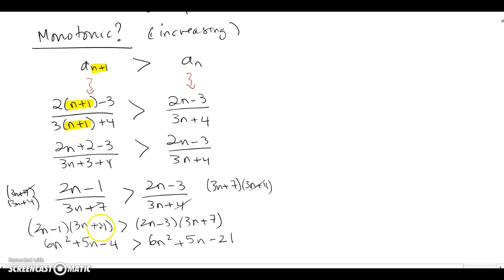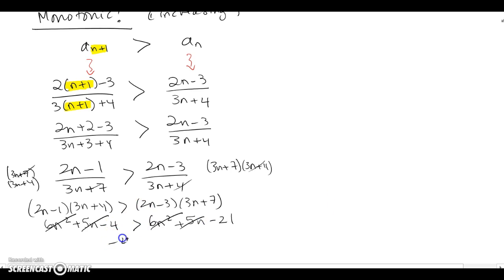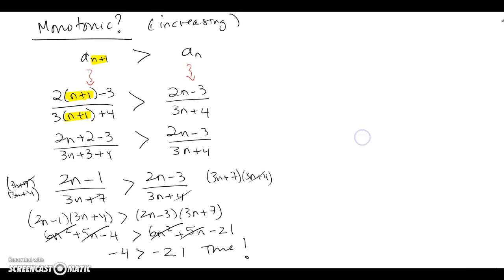So we got rid of the denominators, we multiplied the two binomials out, and now we can see that in this inequality, these guys disappear, and we end up with negative 4 is bigger than negative 21, which is true in this case. So for two general terms that were next to each other, a sub n plus 1 and a sub n, we showed that this guy is bigger than that guy, and so we've proven that that will be the case for all n because we got a true statement.